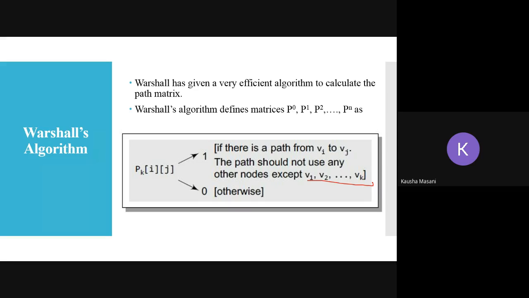Okay, and if there is a path from, let's say, 1 to 4 via some vertex, then you are going to write the path matrix value as 1.